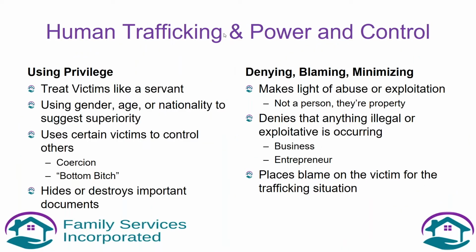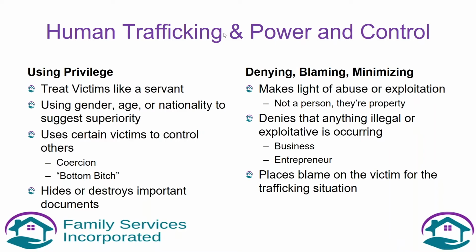So let's take a few minutes and look at the different types and breakdown for that power and control wheel of human trafficking. So, using privilege. How do traffickers use privilege? Well, of course, they're going to treat victims like a servant. They're going to use gender, age, or nationality to suggest their superiority. Remember, most of these victims are going to be under the age of 18. They don't have the opportunities that someone who is older has. So they're going to use that as a way to keep themselves superior over those younger victims.